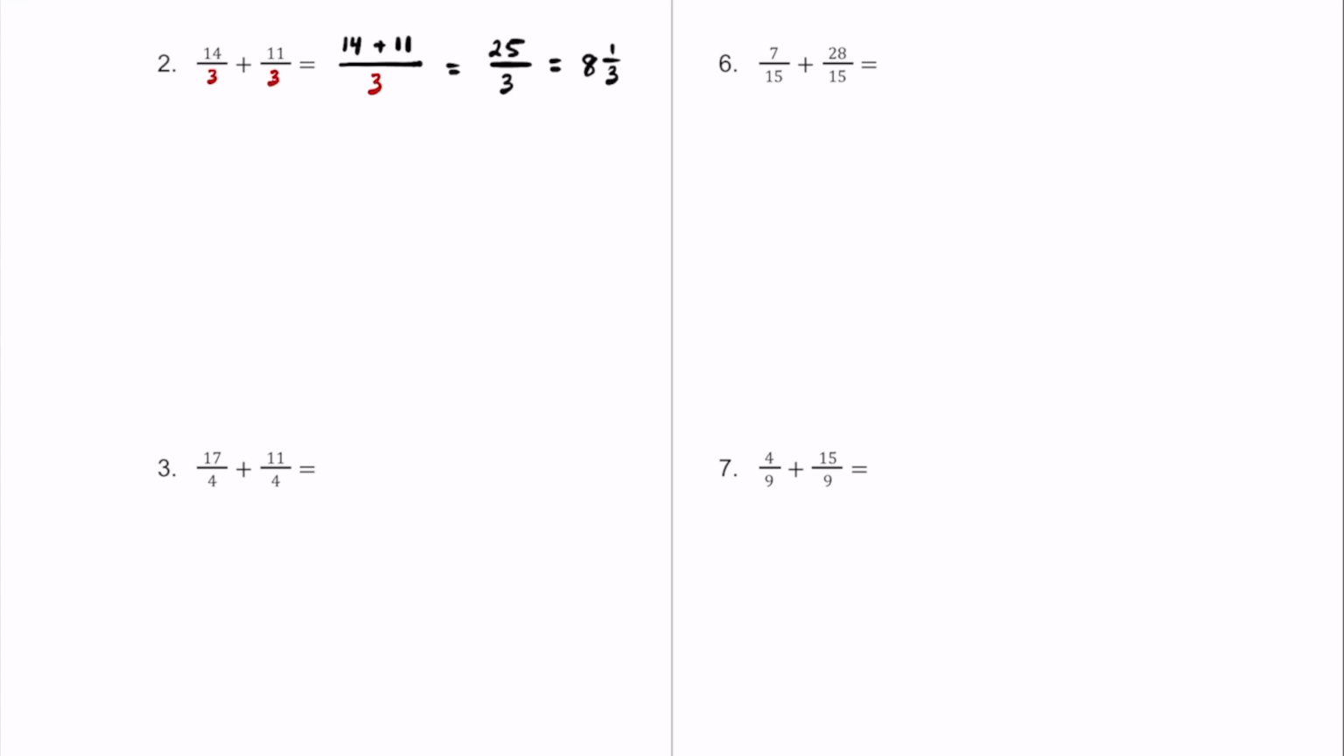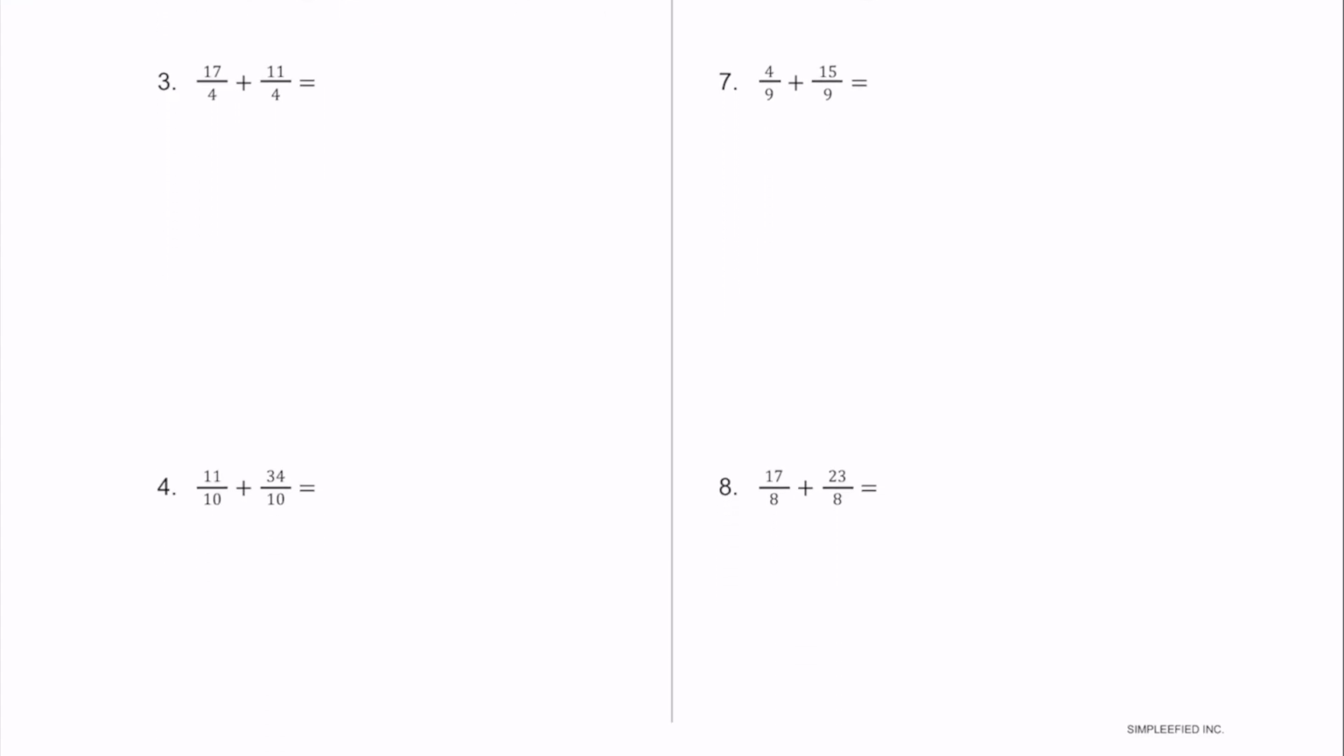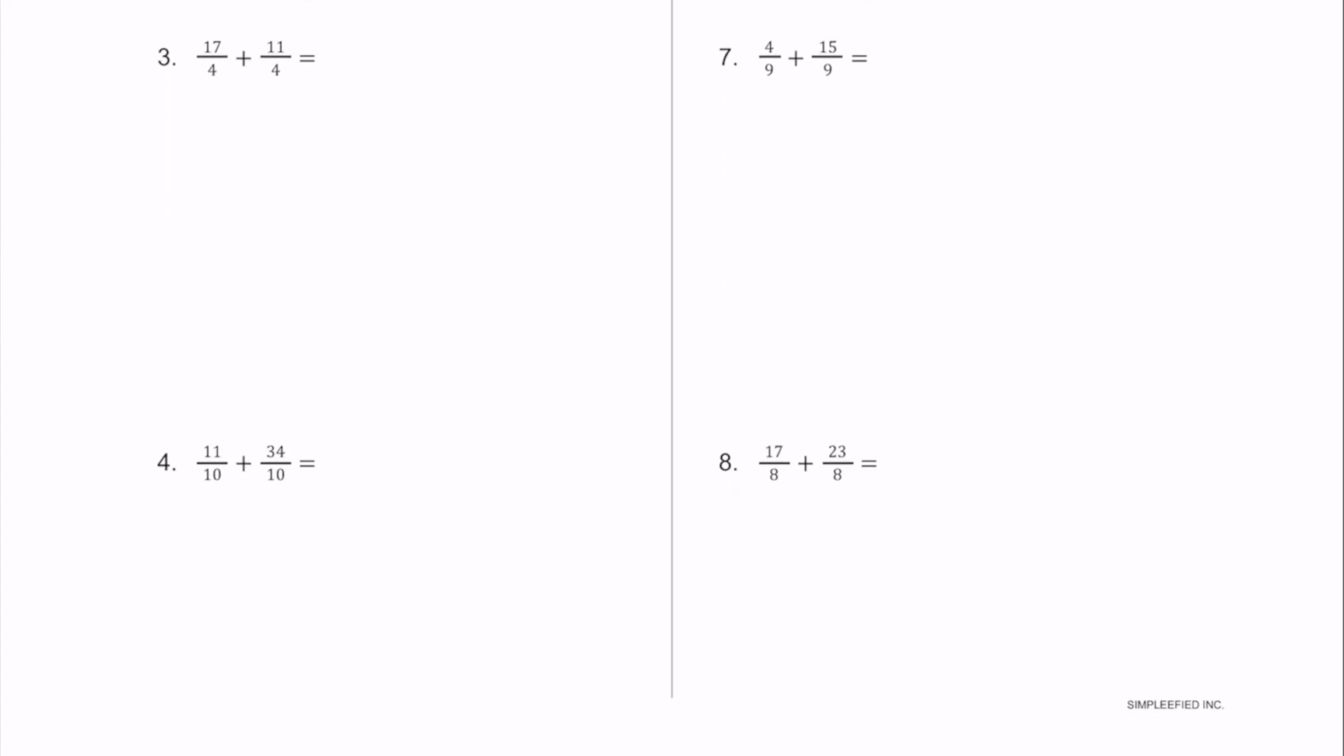For number 3, we have 17/4 plus 11/4. Notice we have common denominators of 4 and 4 here, so we can just add these fractions the way they are. So we're going to put that common denominator of 4 on the bottom. On top, we have our numerators of 17 and 11, which we can add together. 17 plus 11 is going to equal 28, so we're going to have a numerator of 28, and we have our common denominator of 4.